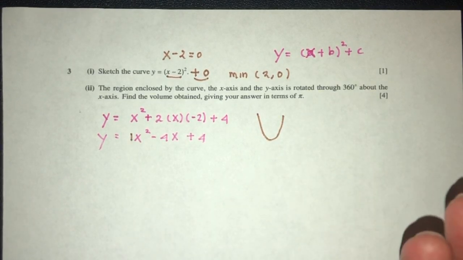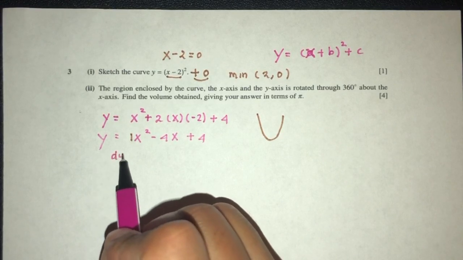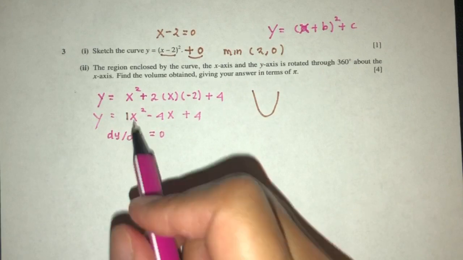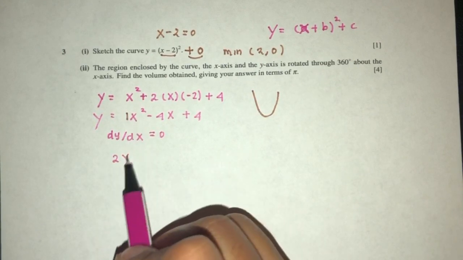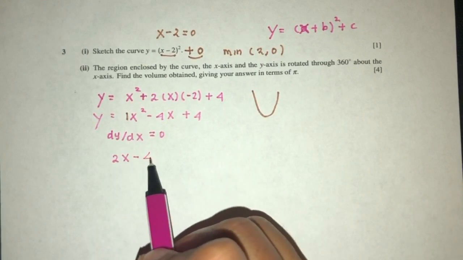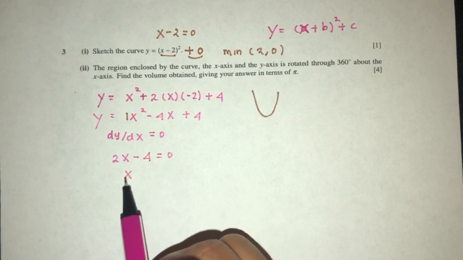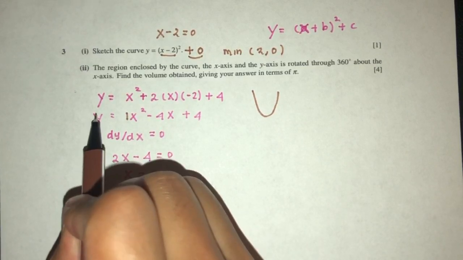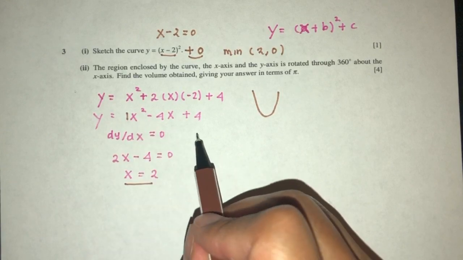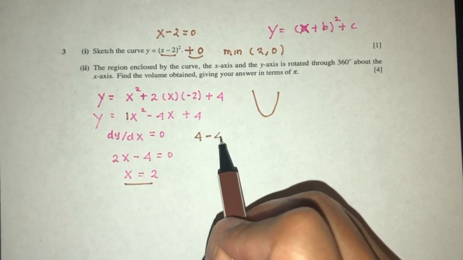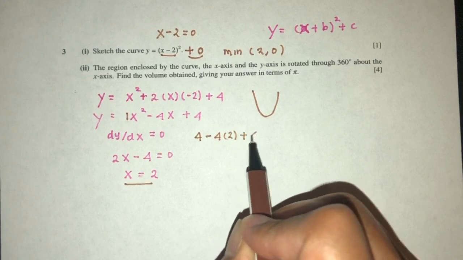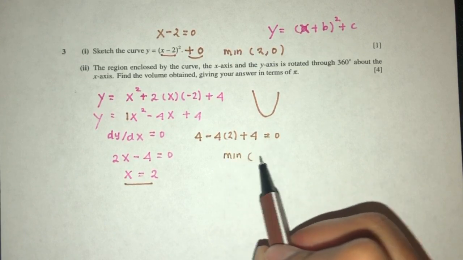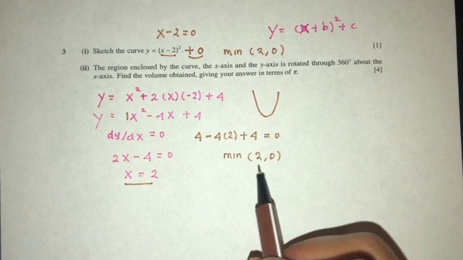Now to find the stationary point, we know that it will be at dy/dx = 0. So we can find dy/dx. That will be 2x - 4, which has to be 0. So x will be the value of 2. Now replace this back in your main equation here. So 2 squared is 4, minus 4 times 2, plus 4. That will be 0. So the minimum point, again, we have confirmed it is (2, 0).